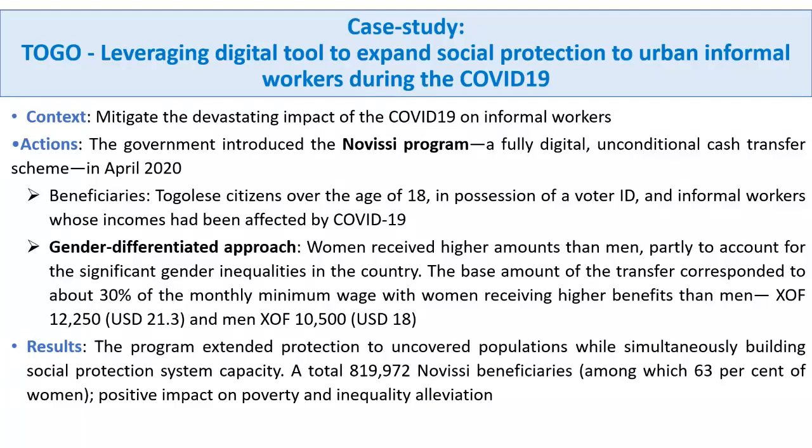Women receive a higher amount than men since they account for the significant gender inequality in the country. Women receive around $21 compared to $18 for men. And the result: the program extended protection to uncovered populations while simultaneously building social protection capacity. In total, we have more than 800,000 beneficiaries, among which 63% were women, and there is evidence of positive impact on poverty and inequality in the country.